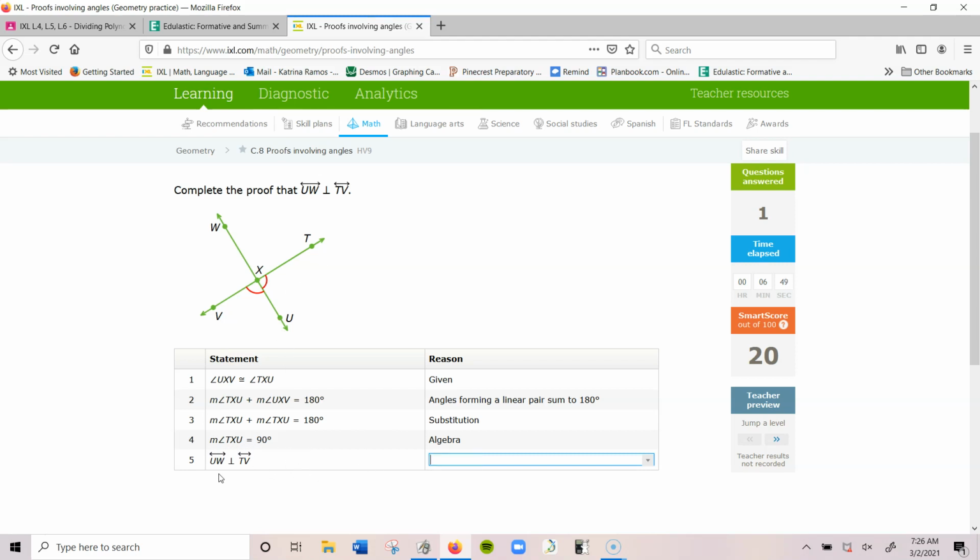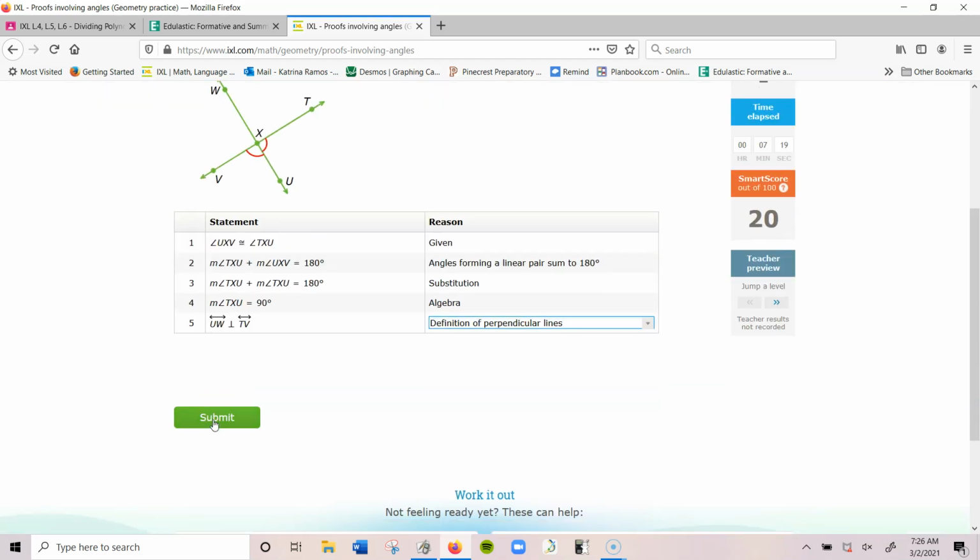If that equals 90 degrees, then that means that UW, the line here, is perpendicular to TV. So we could say here that this is the definition of perpendicular lines, because if they're perpendicular lines, then those angles are equal to 90 degrees. And again, we use the little symbols here to give us clues. This means perpendicular, so definition of perpendicular lines.